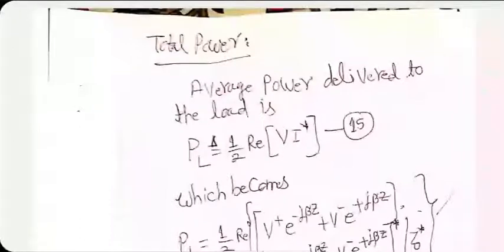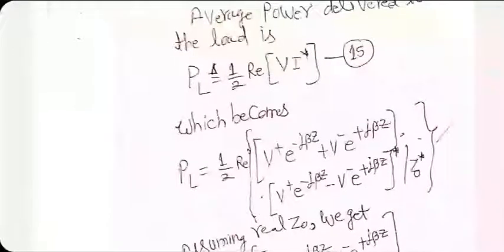So if I do that, and I put the formulas for V and I at any arbitrary location, small z, V plus multiplied by e to the power minus j beta z plus V minus e to the power plus j beta z, the whole thing multiplied by complex conjugate of I. Let's assume z naught is real, to simplify things. So you have to take complex conjugate of the second term, which is shown in parenthesis. And although I have written z naught complex conjugate, if z naught is a real number, that would go away. It will be simply z naught.